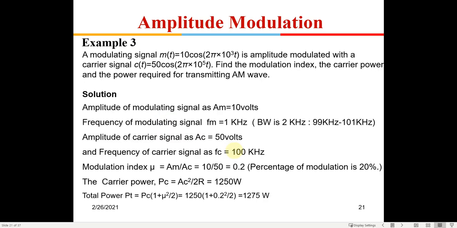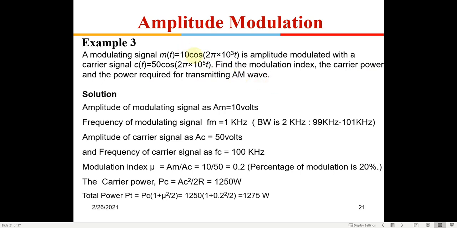Okay, so let's take one more last example. This is the modulating signal, 10 cos 2 pi 10 to the power of 3 t, is the amplitude which modulates a carrier, 50 cos 2 pi 10 to the power of 5 t. Find the modulation index, carrier power, and the power required to transmit the AM.